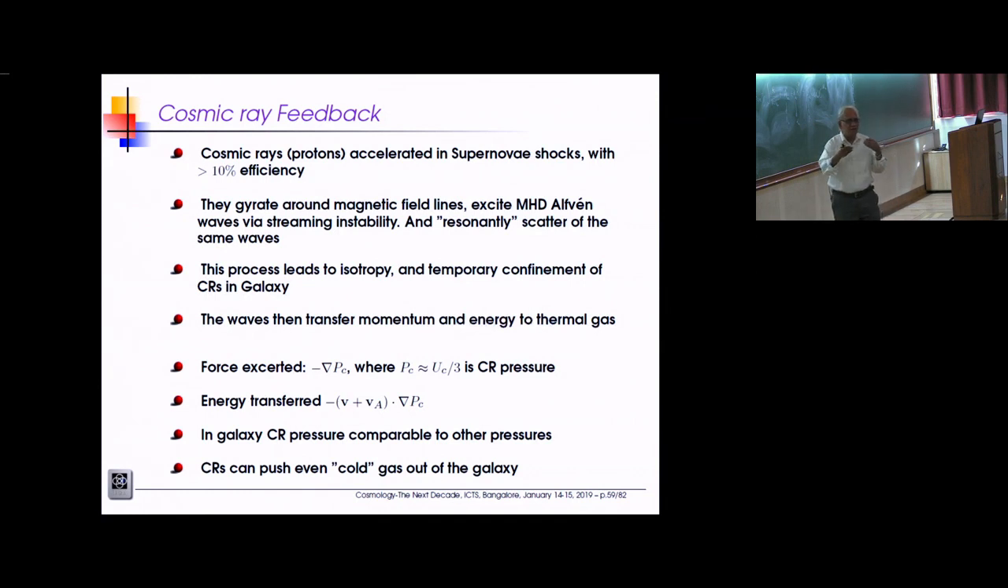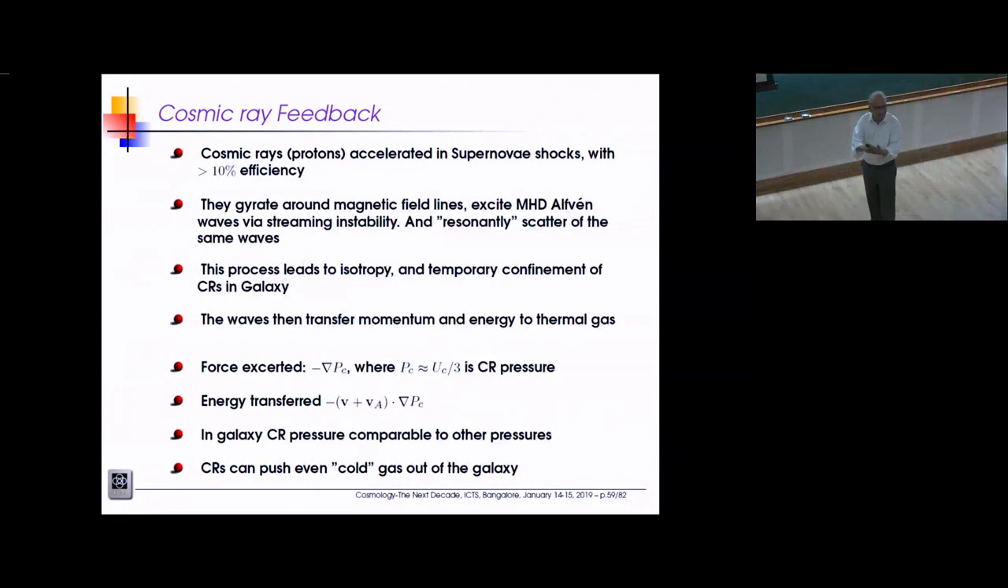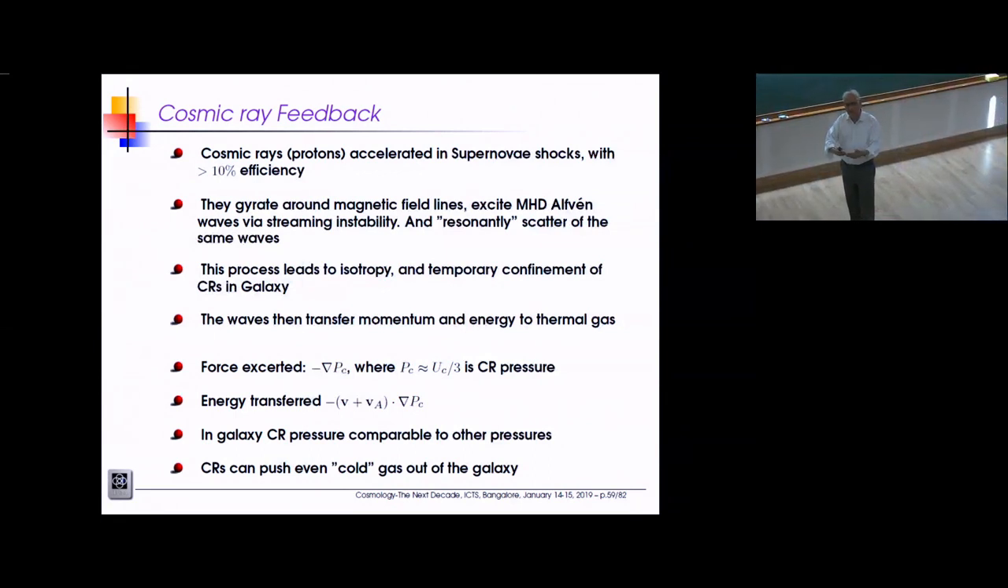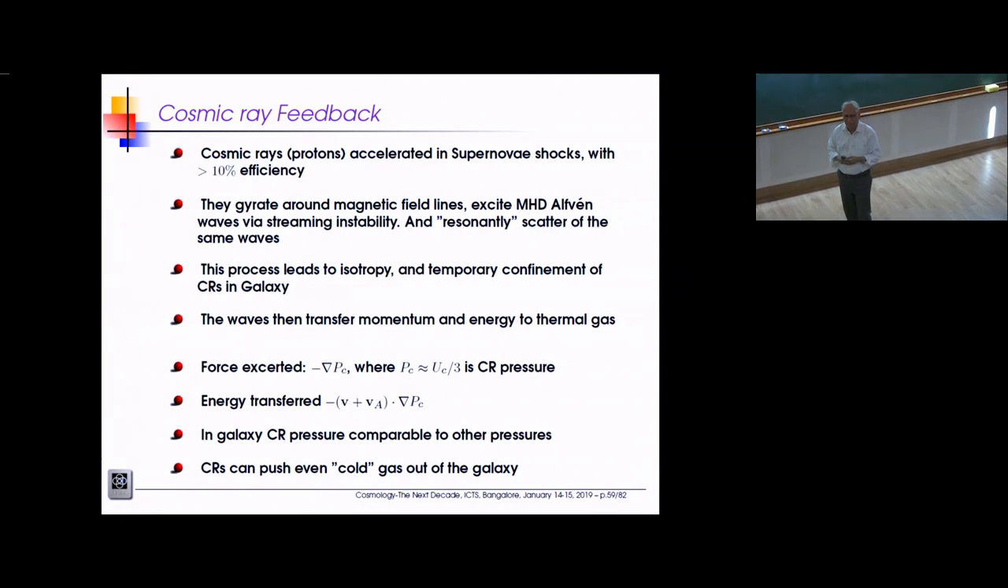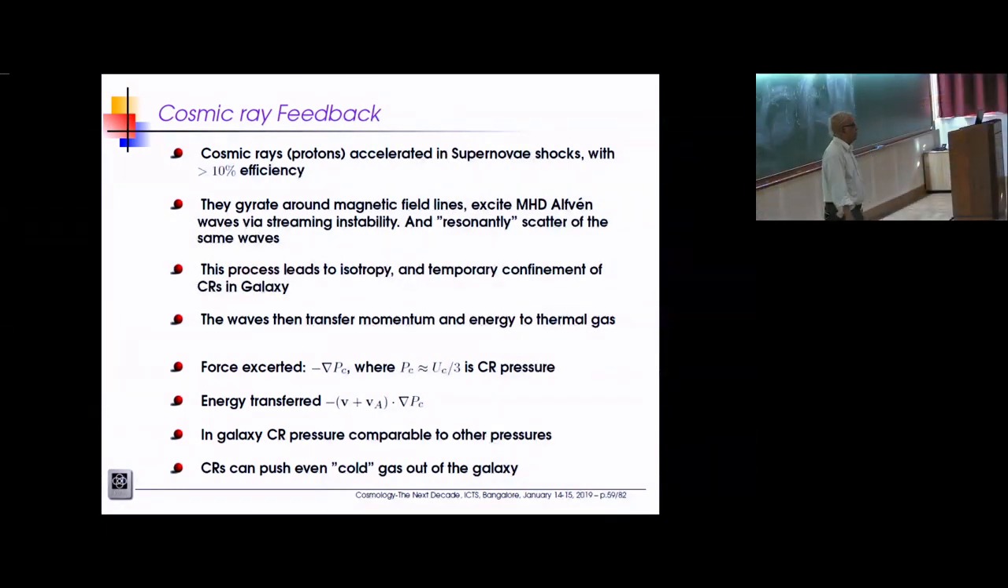So there is a very close interplay, and when they are trying to slow them down, some momentum must be exchanged. If there's momentum exchange, the waves are giving it to the rest of the thermal plasma. So there is a very interesting interplay between all these relativistic particles, which are trying to go all over the place but are coupled to the magnetic field and the gas, and then the waves transfer momentum to the thermal gas, and you get a pressure gradient due to cosmic rays. And this cosmic ray pressure, as I said, is comparable to the gas pressure, and they can even push cold gas out of the galaxy.